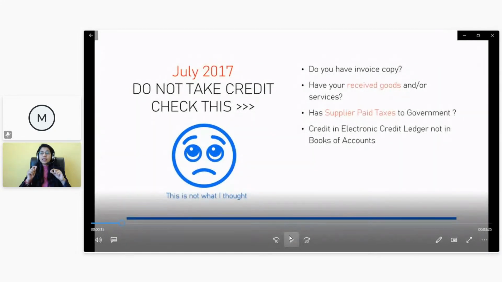Or maybe that ITC amount I have not shown in my GSTR 3B within the time limit, because there is a time limit for that. I have not shown that. In that particular case, I can't claim ITC now. Simple example. Whether I can go ahead and claim ITC for FY 1718 today.